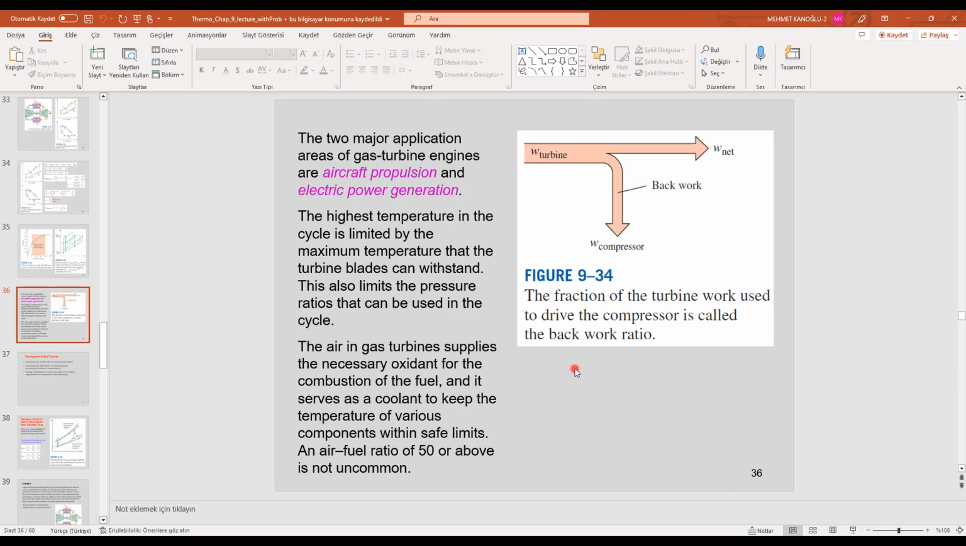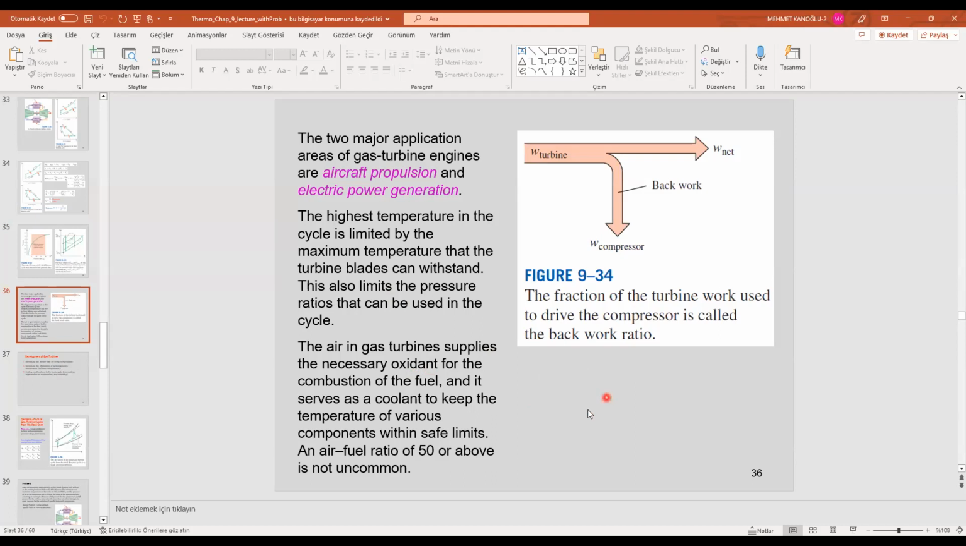But increasing the pressure ratio means increasing the maximum temperature in the cycle, and the turbine blades cannot withstand temperatures higher than a critical value. For that reason, pressure ratio is limited by the maximum temperature the turbine blades can withstand. And in gas turbine engines, air-fuel ratio values are usually very high in order to also provide some cooling to the engine components.